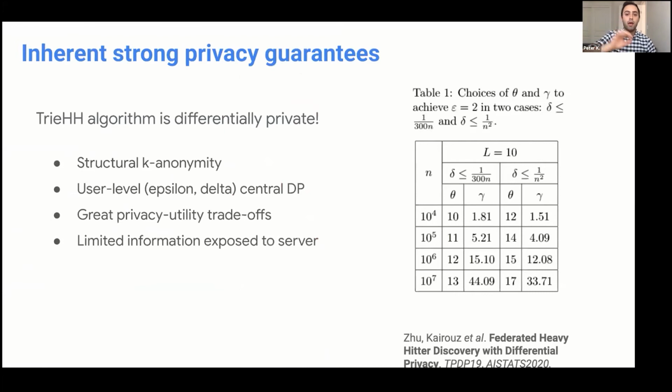But what I want to emphasize and focus on in this talk is the inherent privacy guarantees that we get automatically if we use this algorithm, this TrieHH algorithm, as we are calling it. Notice that we are getting structural k-anonymity, and the reason is that in every step of the algorithm, we're thresholding the prefixes. So we're ensuring that any prefix that appears less than theta times, in the example, it was set to 2, (in practice, you set it to a larger number), all these are thrown away. We don't keep them in the data structure, and we don't continue to extend them. And that's why we are going to get k-anonymity.